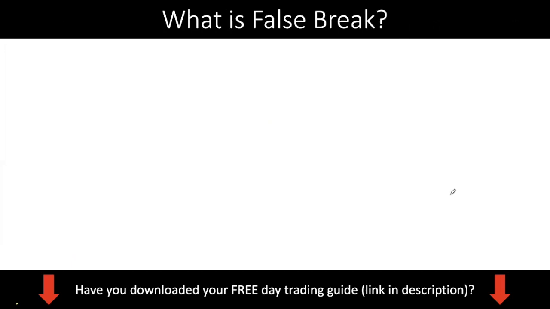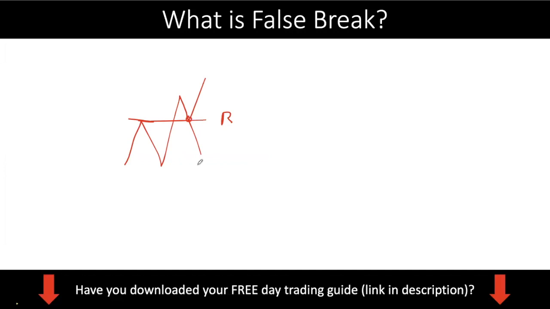Now let's move on. What is a false break? Okay, again, we have other videos on this, but a false break is a very simple concept, meaning that let's say you have a resistance. Okay, let's say you have a resistance, and instead of price breaking up, retesting it and going up, it just breaks down. So this is what is known as a fake out, because instead of breaking out and going up, it breaks down.